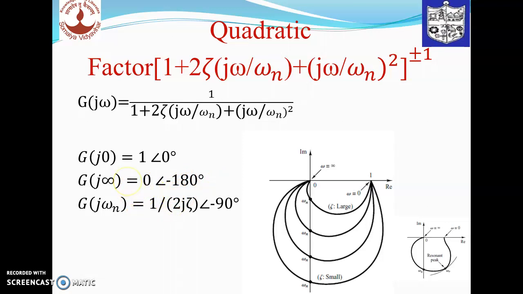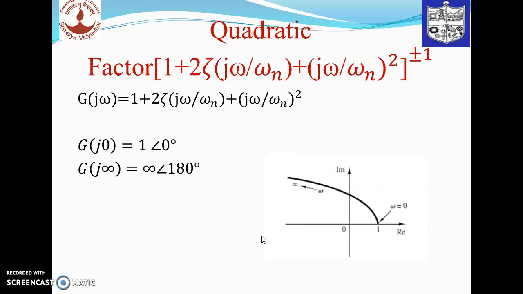Now what happens when omega equal to omega n? So omega equal to omega n, this term will be 1, this term will be 1, but I'll get a j squared term, so it will be minus 1. This minus 1 and this plus 1 get cancelled, so I'll have 1 upon 2 theta j. So that will be the magnitude 1 upon 2 theta j, and the angle is minus 90 because I have a j term in the denominator, so the angle is minus 90.